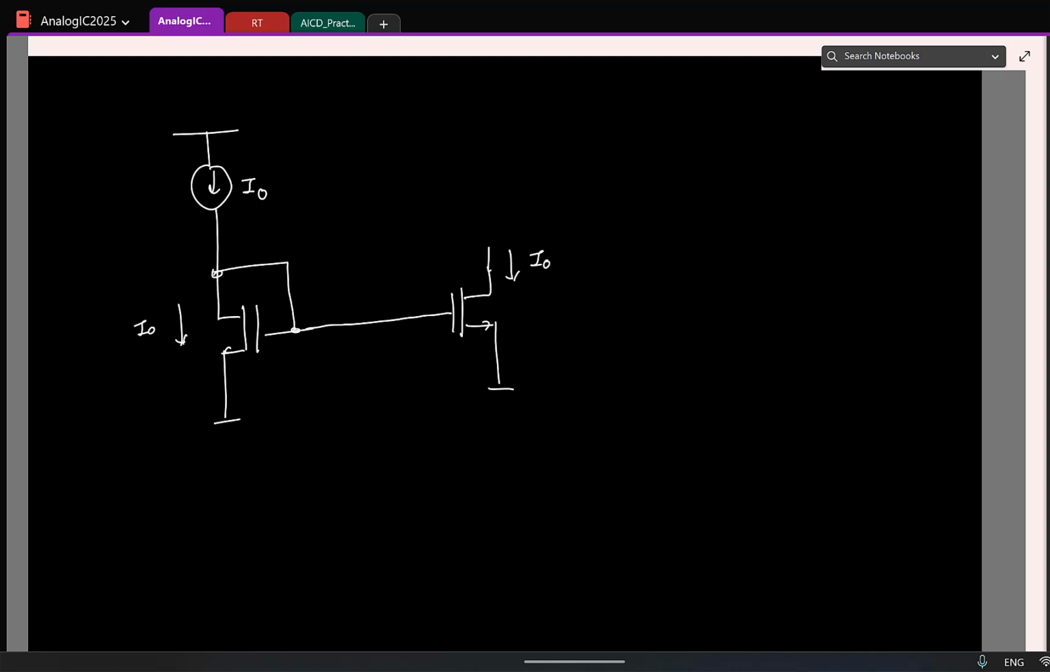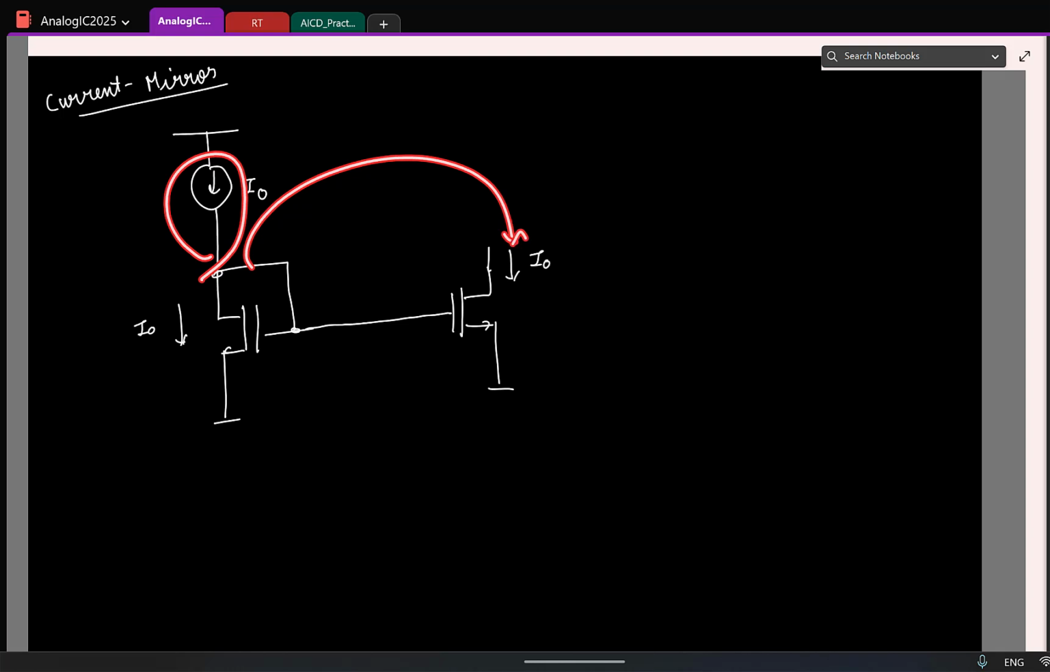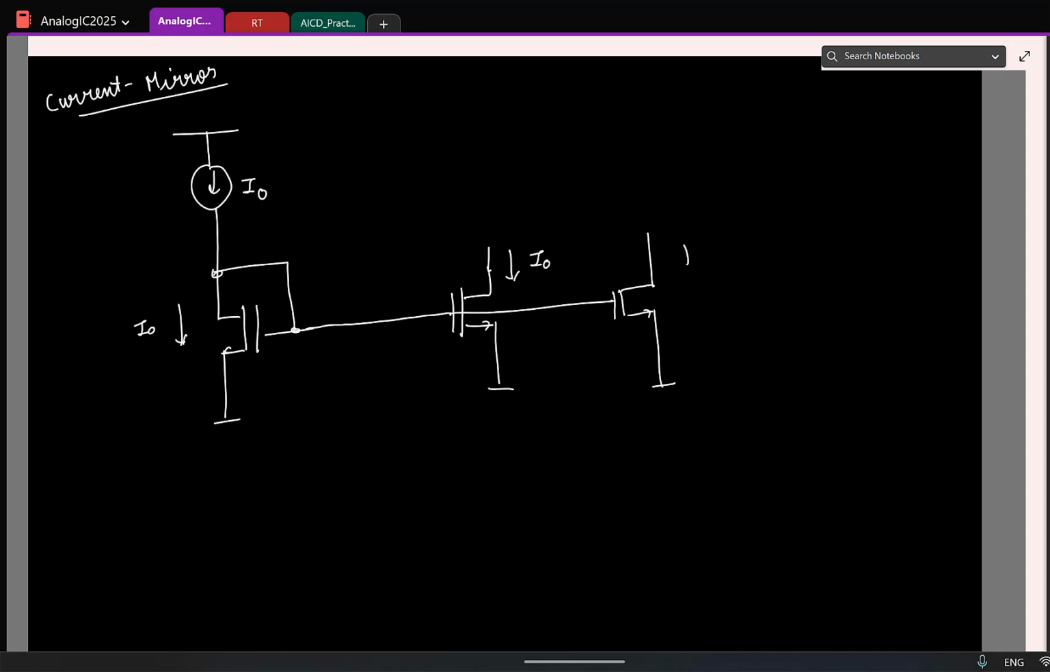And of course, you guys know, if you didn't already, we typically call this a current mirror, because we are mirroring this current here. We are copying this current and mirroring it to this branch. So I can copy this to another identical transistor. That current will also be I0.